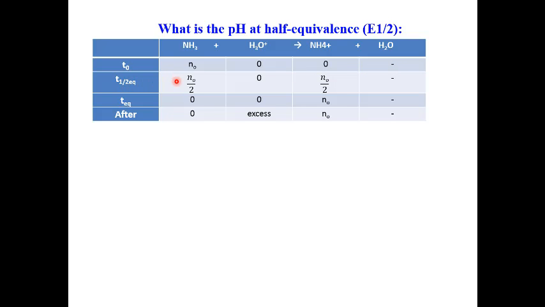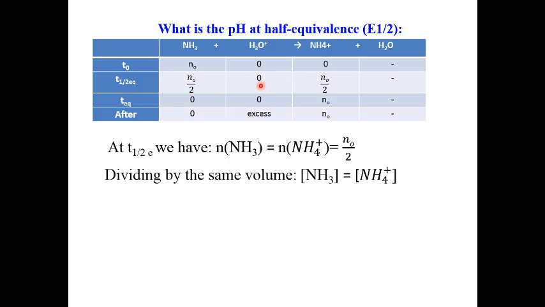Now, what happens at half equivalence? At half equivalence, the number of moles of NH3 remaining in the beaker becomes n0 over 2. Here, the H3O+ has reacted completely. This doesn't mean that NH3 is 0. It means we have added H3O+ from the burette, but this amount has totally reacted with n0 over 2 of NH3, and n0 over 2 of NH3 remains. Definitely NH4+ will be formed. As we said, at half equivalence, n of NH3 is equal to n of NH4+, equal to n0 over 2, as seen here. This is explained in session 1.